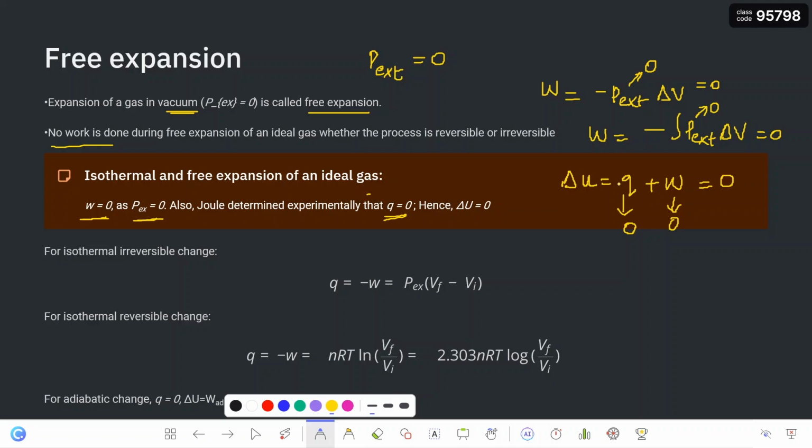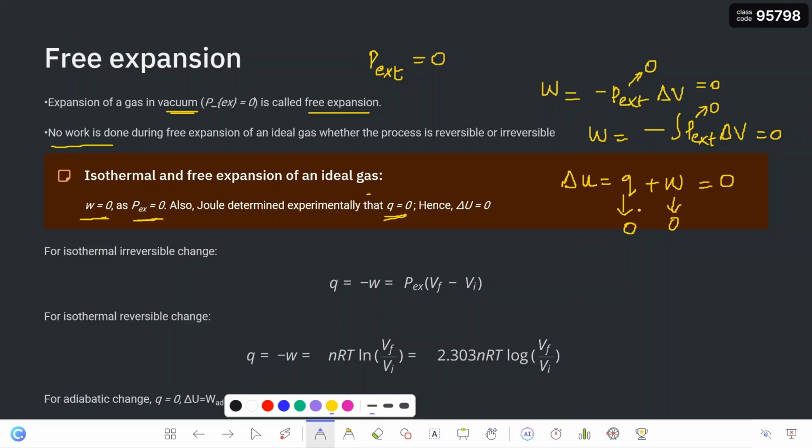I hope you understood the concept. Now, these equations we have already learned in terms of work done. Suppose we are converting it in terms of heat Q, how can we write the equation? That we will see. For an isothermal irreversible change, what is the equation? Minus P external delta V, where delta V is equal to Vf minus Vi.